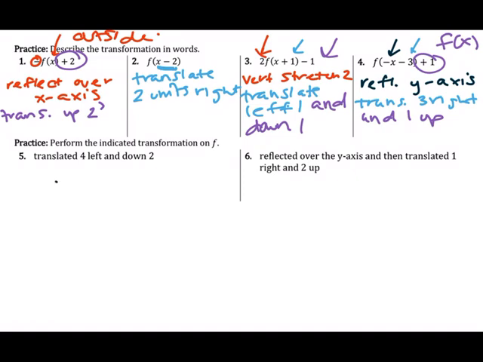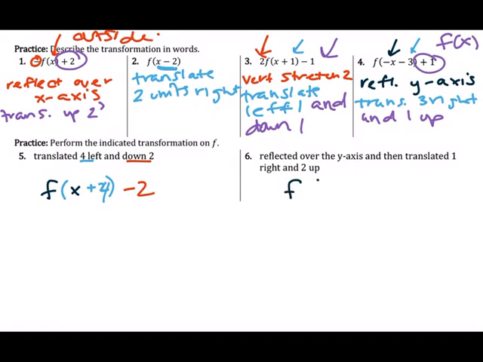Okay, so number 5, I have my function f. It is translating 4 units to the left. That's horizontal, so it's happening inside. 4 to the left means +2, and then down 2 means -2 out here. Oh, 4 to the left, not 2 to the left. Let's make that a 4. There we go. 4 to the left and down 2. Go ahead and pause the video and work through number 6 on your own.